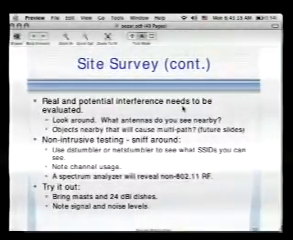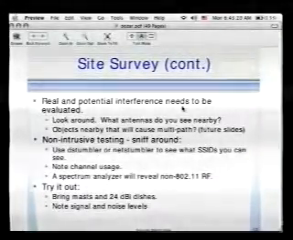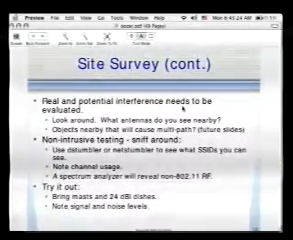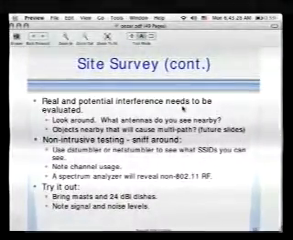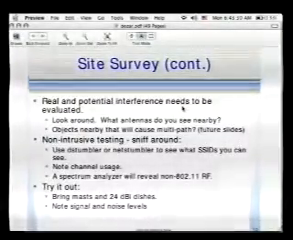A spectrum analyzer will be able to see non-802.11 RF. Worst case, you can always try it out. Bring a pair of the standard $70 24 dBi dishes, and see what happens. Look at signal and noise levels and see if it's going to be usable.